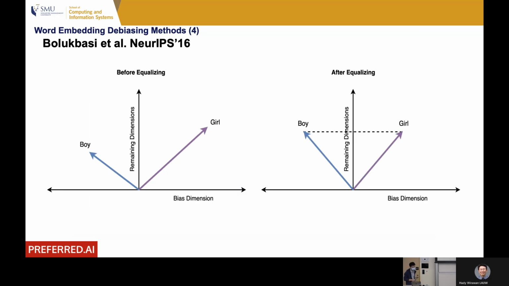The next one is equalize. Before equalizing, girl and boy are two inherently gender words, but they have different strengths on the bias direction. After equalizing, the projections of girl and boy on the bias dimension are equal. This means that when we project on the other dimensions, they also have an equal distance.